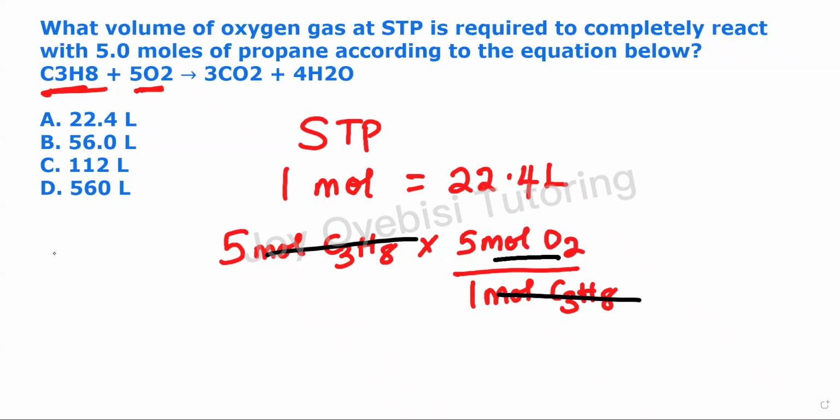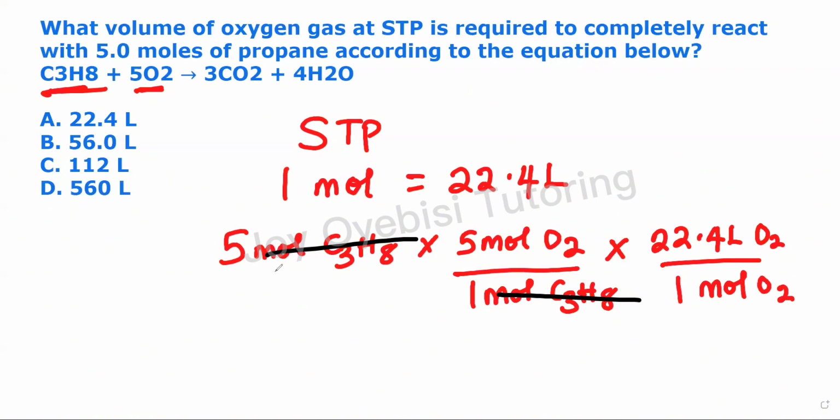Now we're going to convert the mole oxygen to the volume of oxygen using the STP volume, which is 22.4 liters of oxygen in 1 mole of oxygen. Then again, the mole oxygens will cancel out. And what we have now is the liters of oxygen. So our answer is simply going to be 5 times 5 times 22.4, which is 560 liters of oxygen. So the correct answer is D.